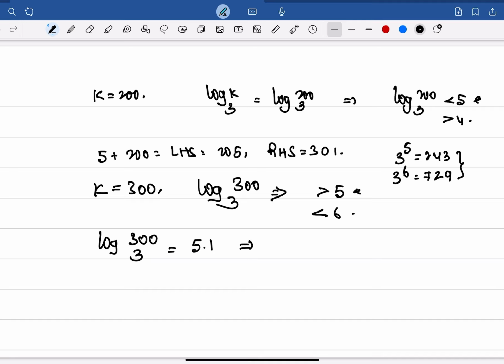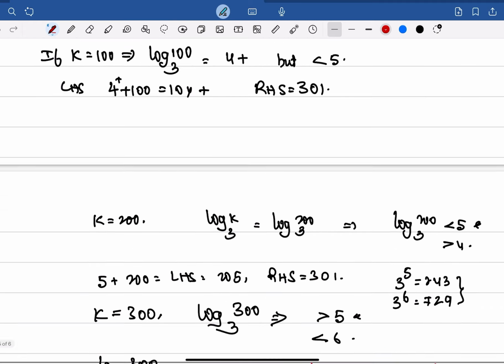If it is given in the examination to find the closest integer, you make it 5, and for one decimal, you make it 5.1. Okay? Closest integer value is equal to 5. Now we got the value of k.